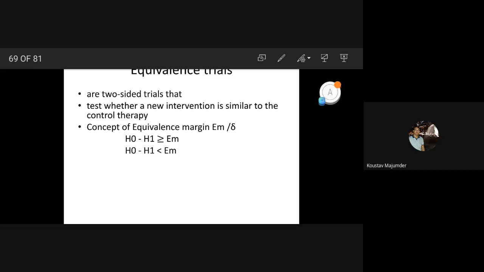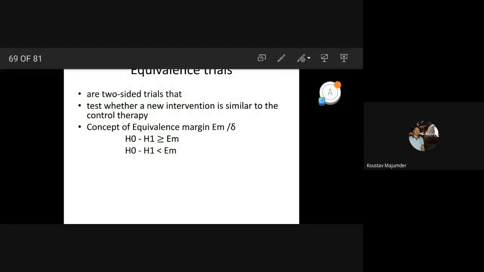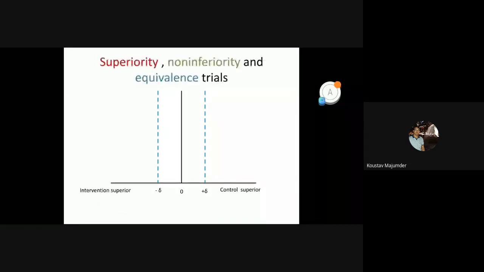And the hypothesis is: the null hypothesis minus the alternative hypothesis is more than or equal to the equivalence margin, or less than or equal to the margin. If it is within the equivalence margin, then H0 is accepted. That is, there is no difference. So if you represent this pictorially, suppose this is the line of equivalence, there is no effect. On the right side, the controls are superior, and on the left side, the intervention is superior.